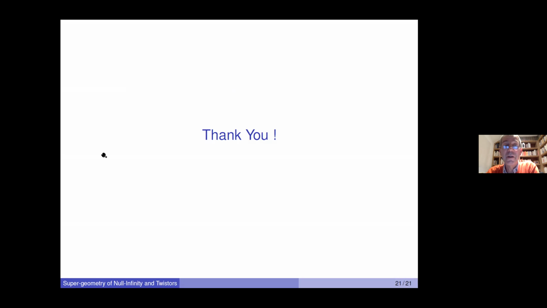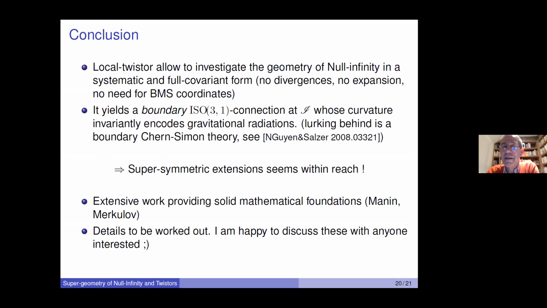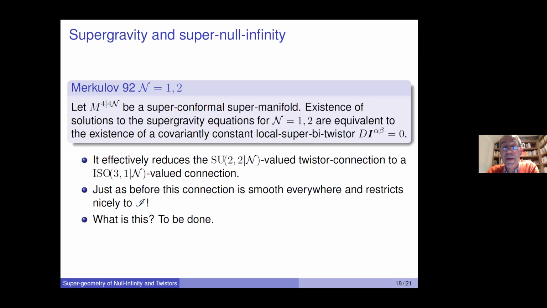So you mentioned that you see super-Poincare, but do you have signs of super-BMS? How would you see it, and which super-BMS group would you have?